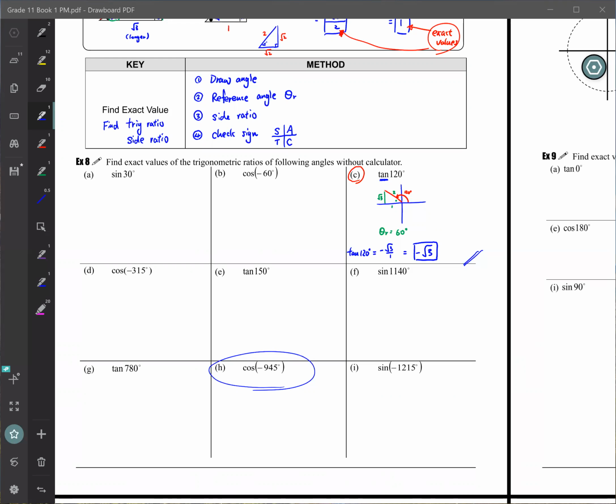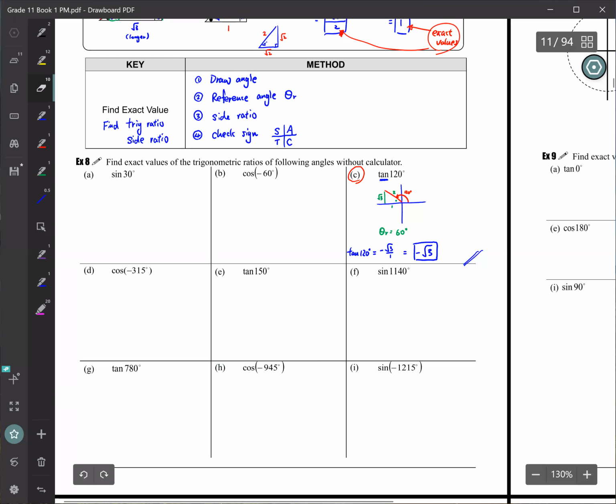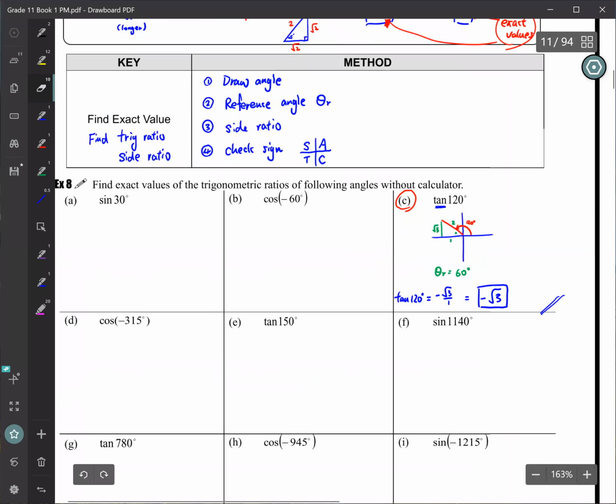E. Which one? E? So tangent 150? Oh, we've already done tangent. Let's try something different. F. I mean I. I? Yeah. Oh, last one? Yeah. Okay, sure. Okay, that one has a negative angle. That's a good choice. Okay, so we just follow the 4 steps.